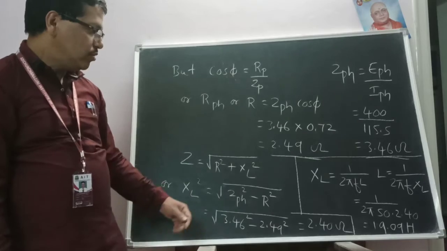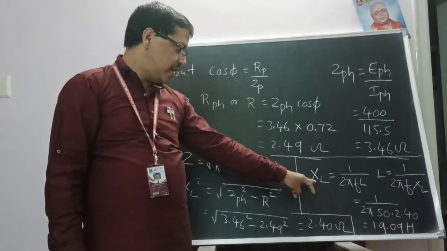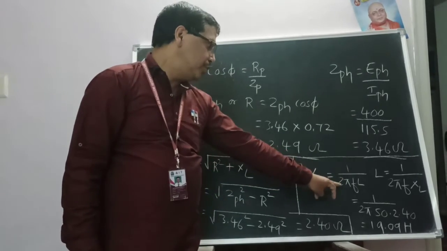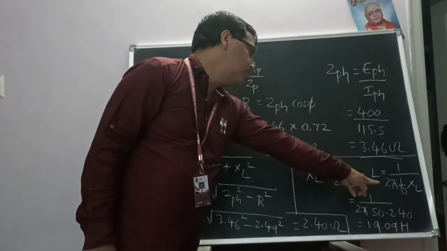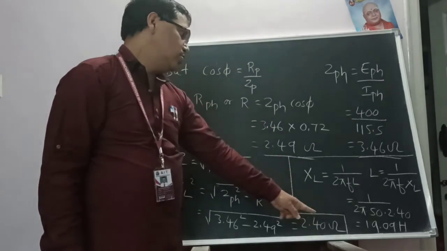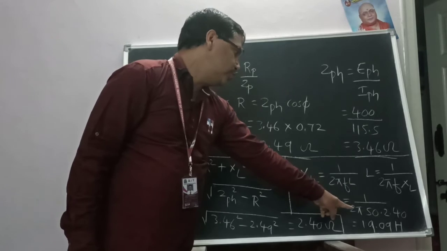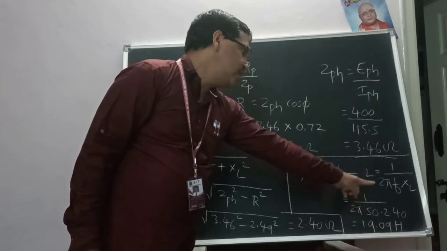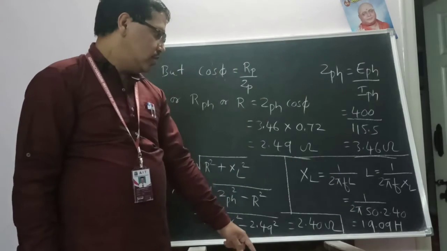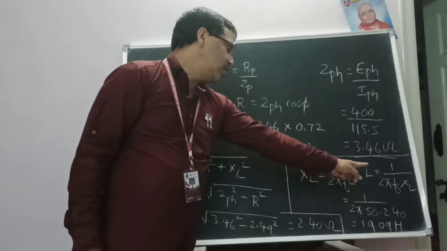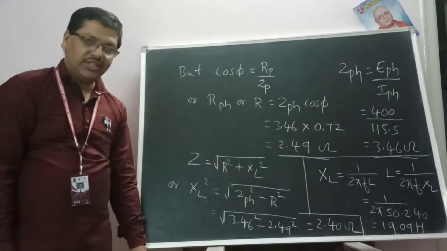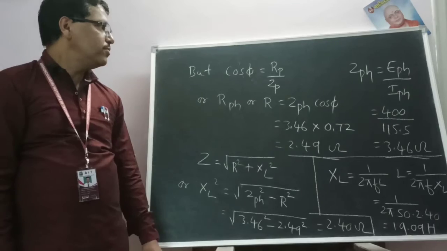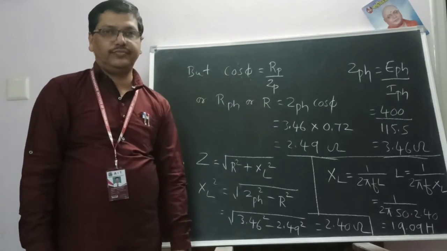As usually known, the inductive reactance XL is equal to 2 pi F L, or L is equal to XL divided by 2 pi F. Substituting the known values, 2.4 divided by 2 pi into 50, the final answer for the L value is 19.09 H. So this is the answer connected to the first part.